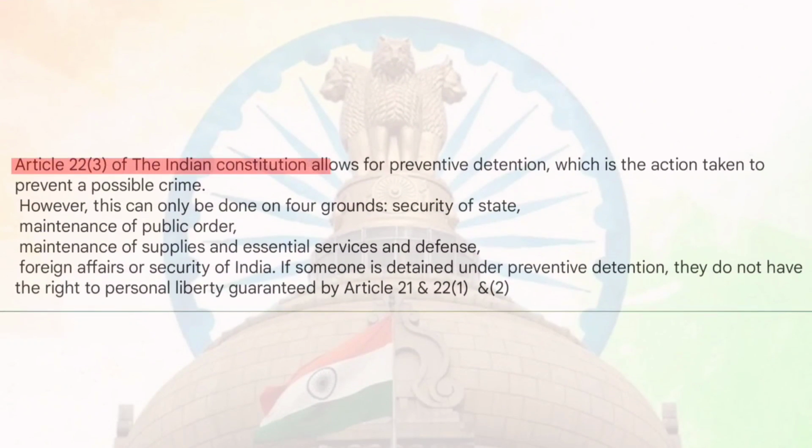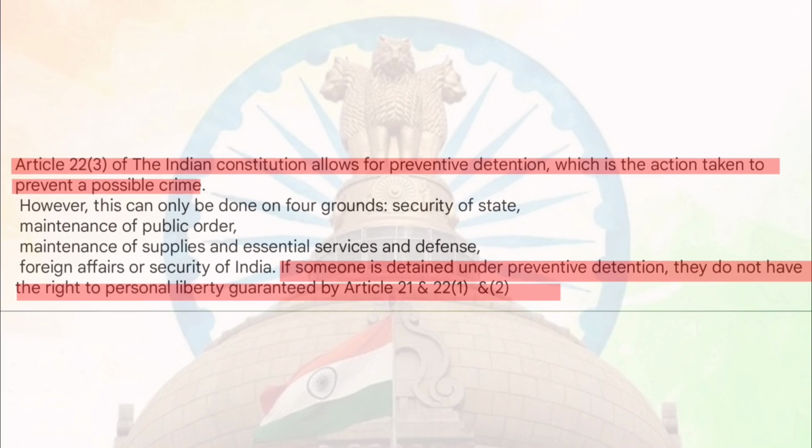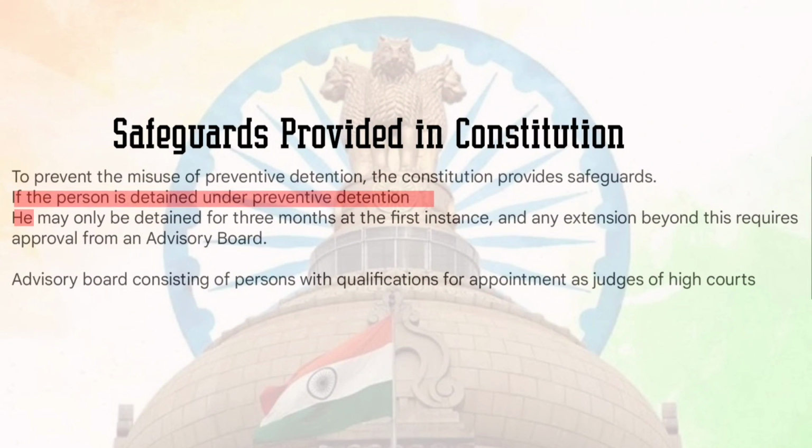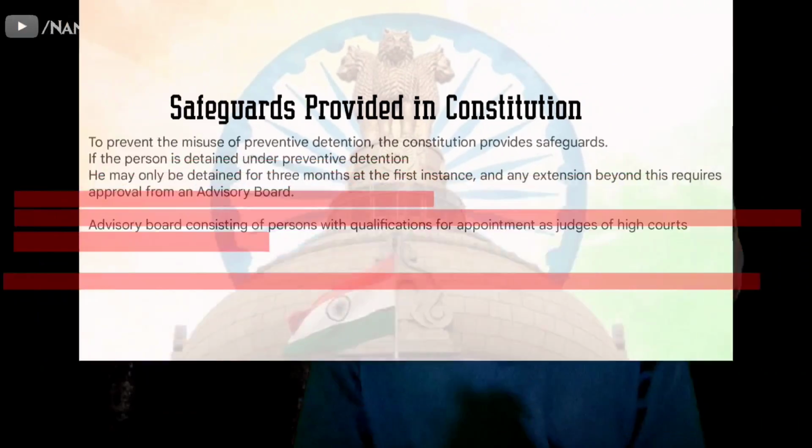Article 22 Clause 3 of the Constitution allows for preventive detention, which is the action taken to prevent possible crime. If someone is detained under preventive detention, they do not have the right to personal liberty guaranteed by Article 21. To prevent the misuse of preventive detention, the Constitution provides safeguards. If the person is detained under preventive detention, he may only be detained for 3 months at the first instance, and any extension beyond this requires approval from an advisory board. The advisory board consists of persons qualified for appointment as judges of the High Court.